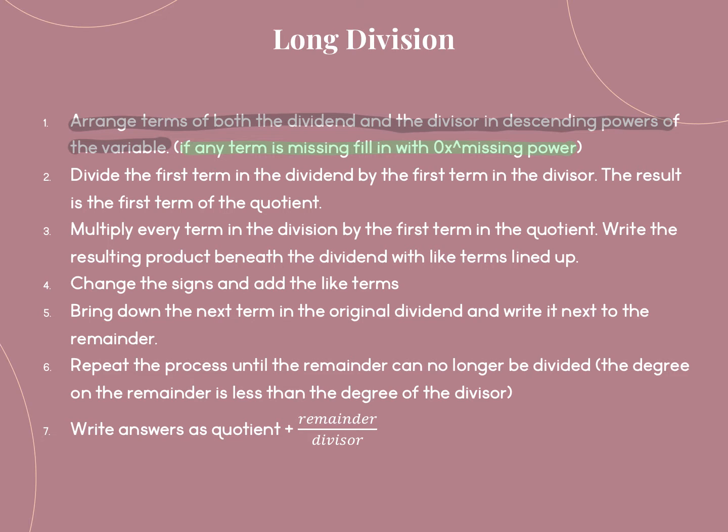down the next term and repeat that process until the remainder can no longer be divided, or the degree of the remainder is less than the degree of the divisor, the thing on the outside. And then we write our answers as quotient plus remainder over divisor. So we write it as a sum.